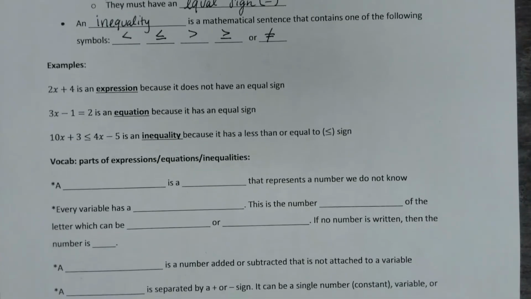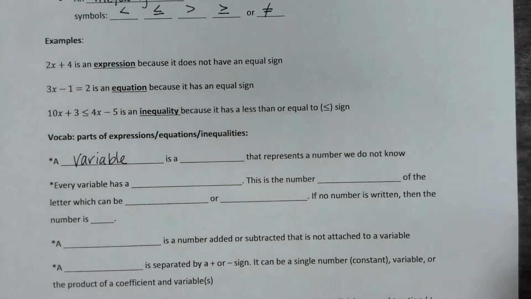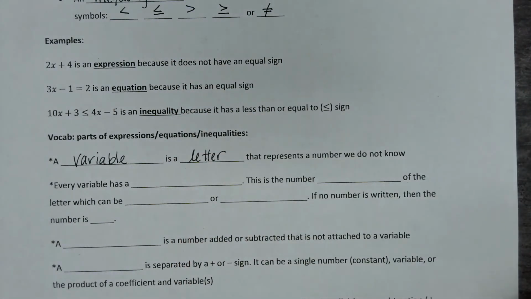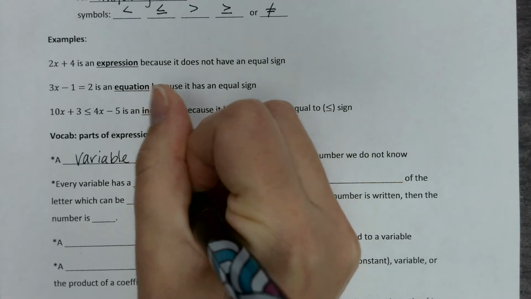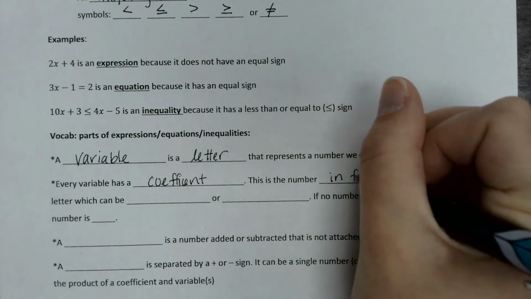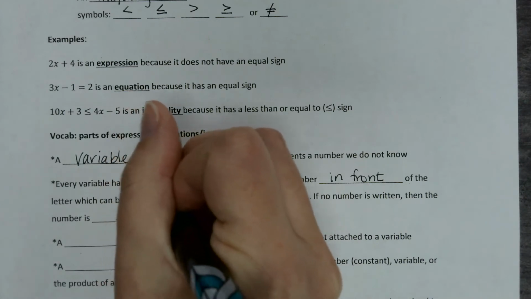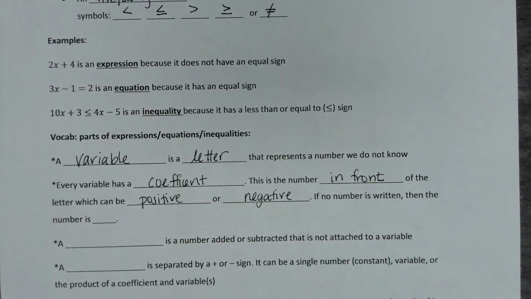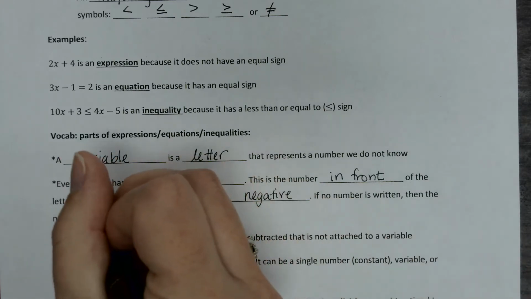All right, some more vocab. A variable is a letter that represents a number we do not know. Every variable has a coefficient. And this number is always in front of the letter. It can be positive or negative, and it all depends on the number that's in front of it. If no number is written, then the coefficient is going to be 1.